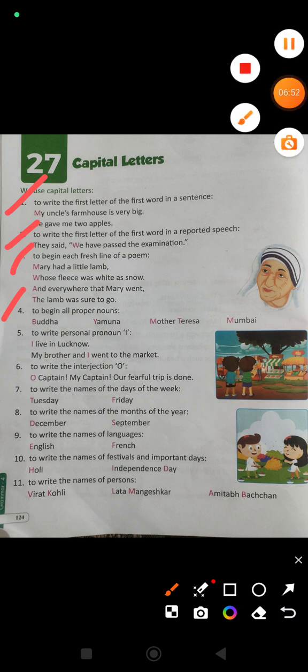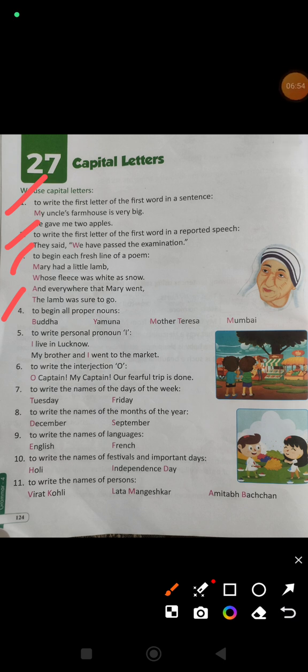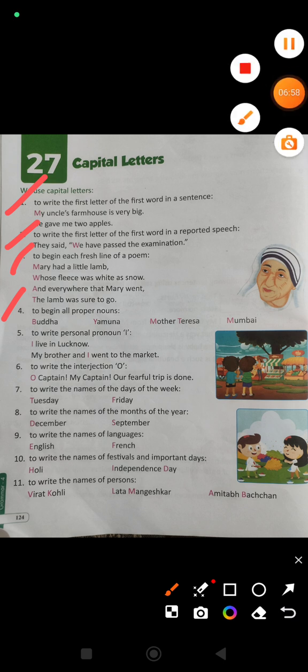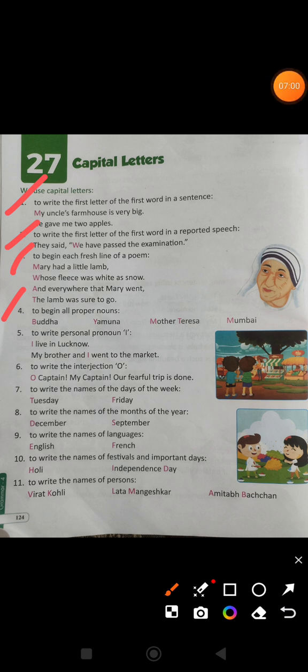And now you may ask, ma'am, what is a common noun? Who will tell what is a common noun? Okay, I'll tell you. Common nouns are the names by which we call all people, animals, places or things of the same kind.